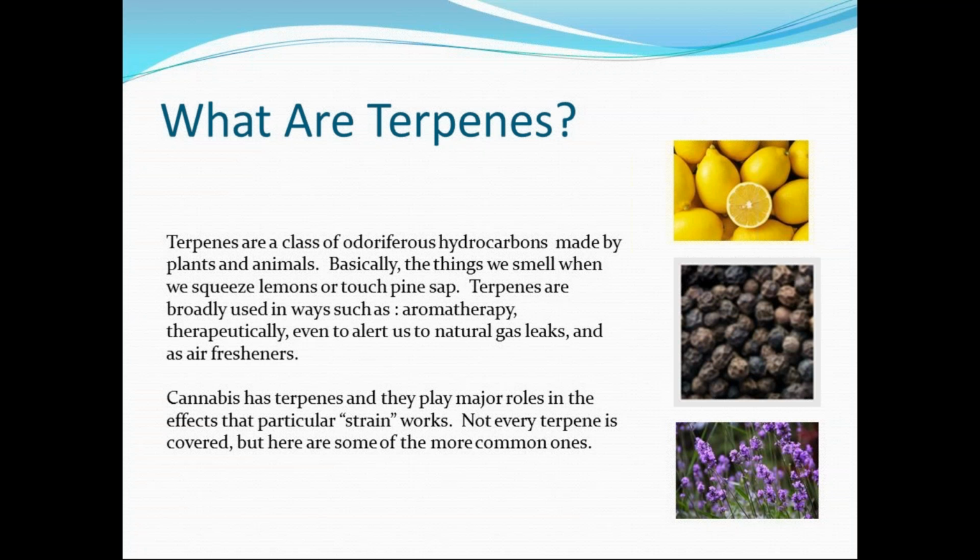They're used in aromatherapy. They're used internally therapeutically and topically. They're even used to alert us to natural gas leaks. That stench that natural gas has actually is a terpene, and of course in air fresheners. We know cannabis has terpenes, but what we don't know and what tends to often get overlooked is that terpenes play a major, major, major role in how a particular strain works.